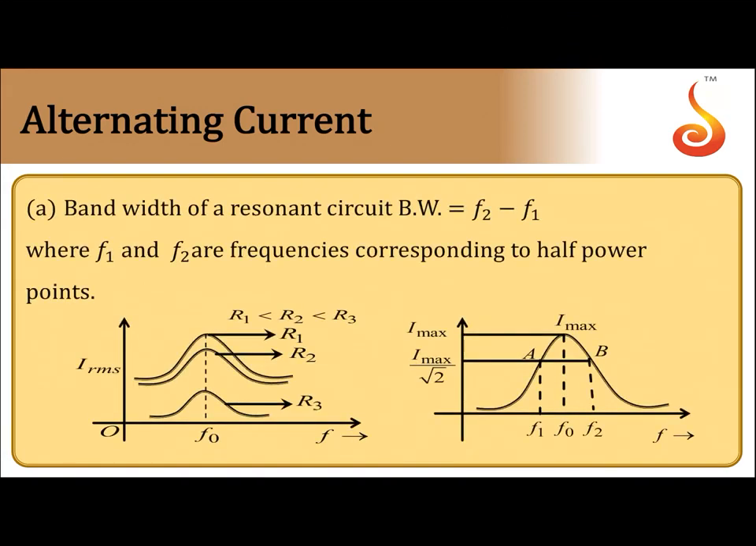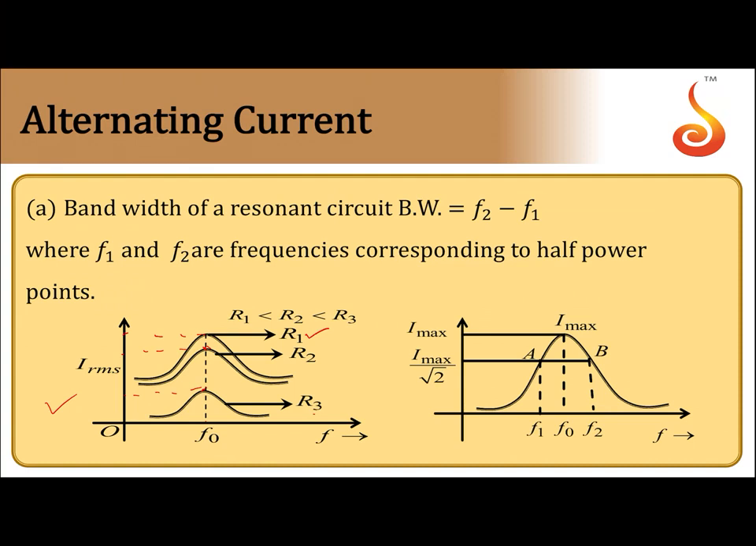Suppose you consider the variation of current with respect to frequency, then this is how the graph will be. If you vary the resistance, then the maximum current goes on decreasing. Initially when the resistance is R1, this is the curve. When you increase it to R2, this will be the peak. When you increase it to R3, then this will be the peak. Notice one thing, the maximum value of current goes on decreasing, but still the peak is at the same frequency. So resonance frequency is independent of resistance.